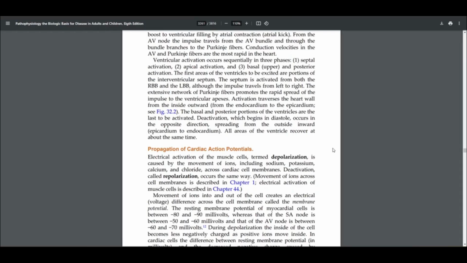Although the impulses travel from the left to the right, the extensive network of Purkinje fibers promotes the rapid spread of the impulses to the ventricular apexes. Activation traverses the heart wall from the inside outward, from the endocardium to the epicardium. The basal and posterior portions of the ventricles are the last to be activated. Deactivation, which begins in diastole, occurs in the opposite direction, spreading from the outside inward, or from the epicardium to the endocardium. All areas of the ventricle recover at about the same rate.